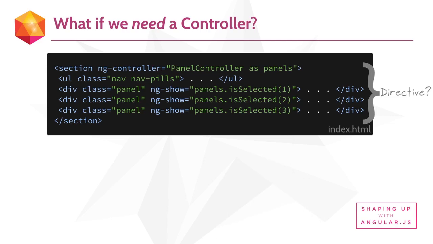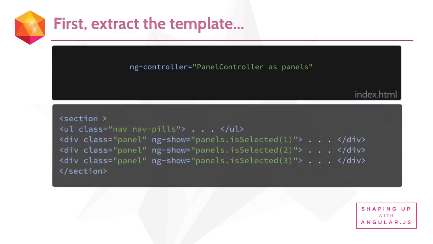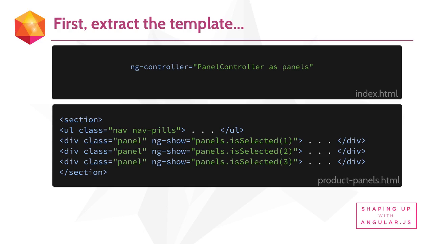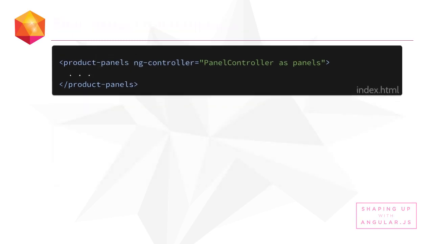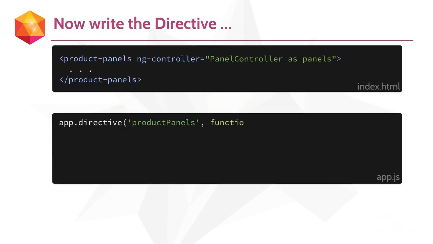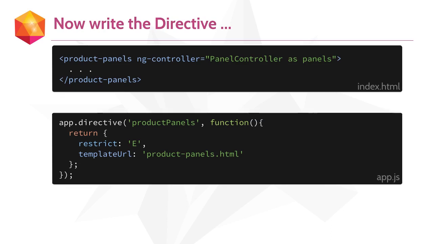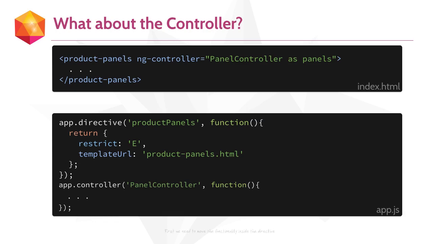First step, as you might imagine, is we're going to take this code and pull it out into the product-panels.html. Inside our index.html, we'll create the product-panels custom directive. Then in our app.js, we'll start defining the custom directive. We'll call it productPanels. Notice the camel case. It's an element directive, so we write restrict: 'E', and the template here is going to be product-panels.html.